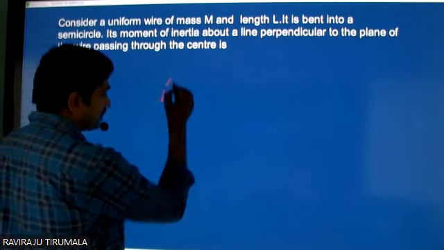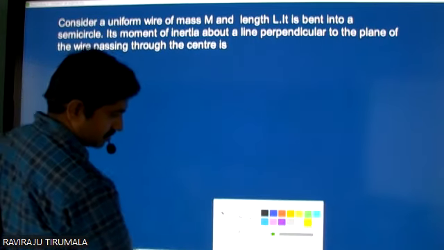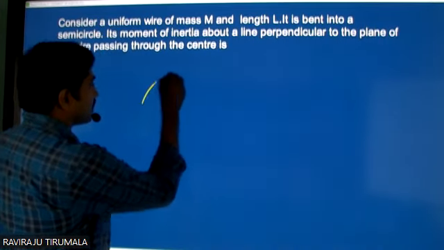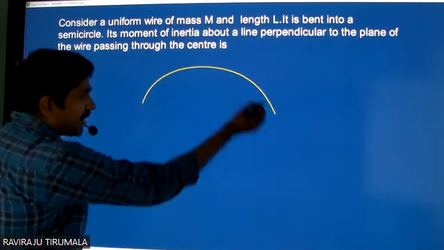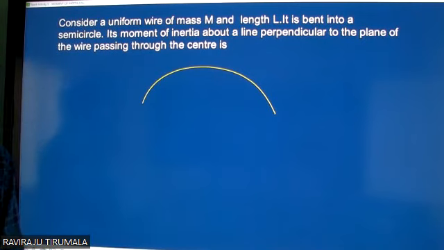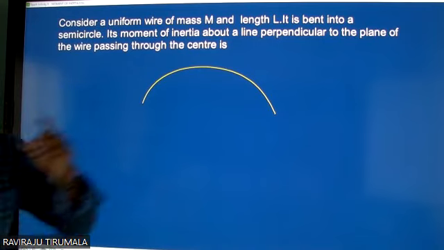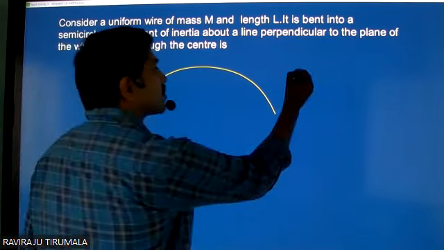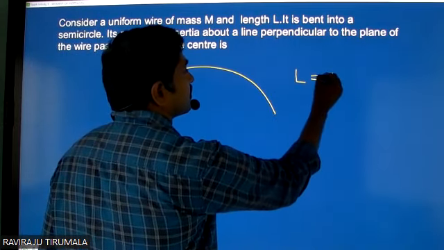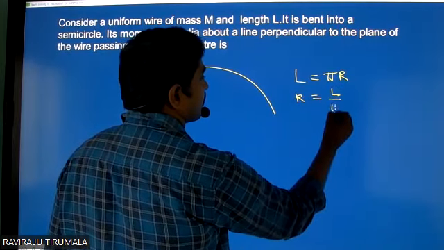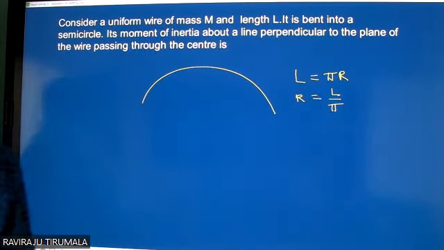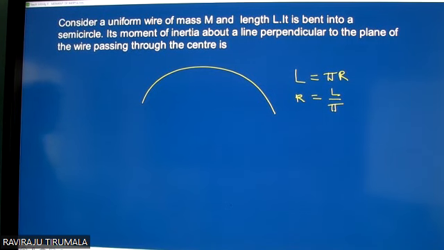I imagine here that it was bent into a semicircle like this. What is the length of a semicircle? For the complete circle, it is 2 pi r. What is the length of the semicircle? Pi r. What is the length given in the question? L. So what is L given here? Pi r. Then the radius r will be equal to L by pi.